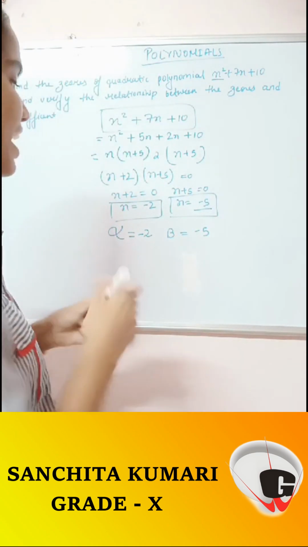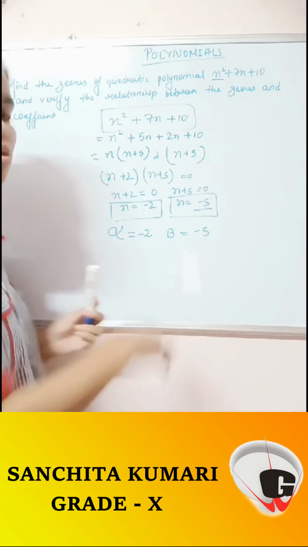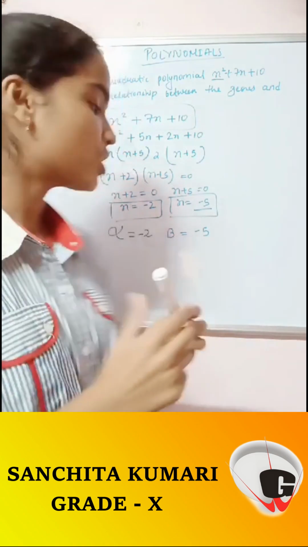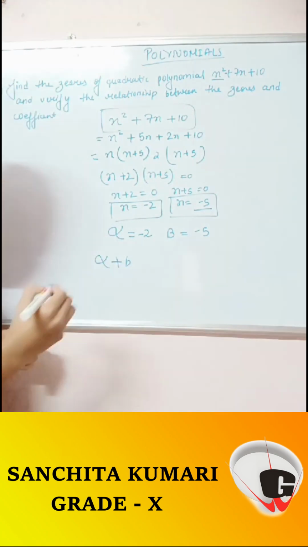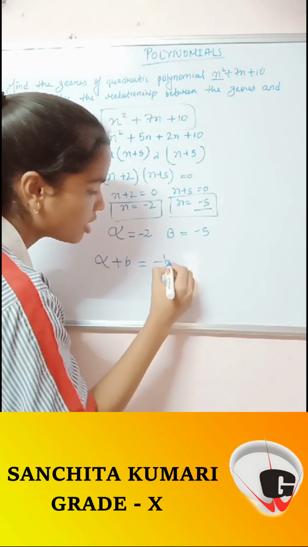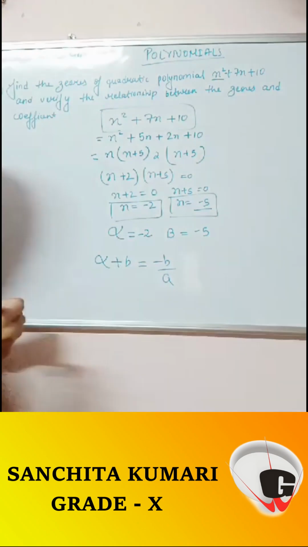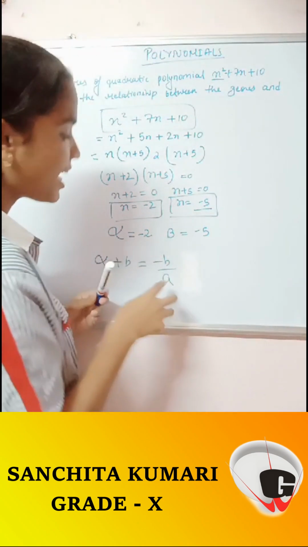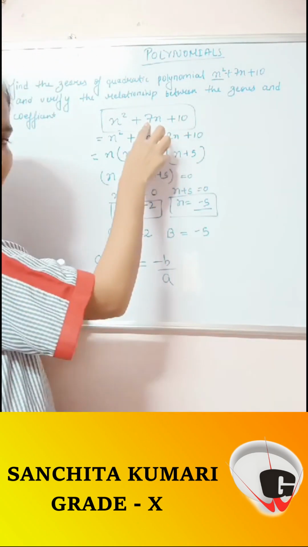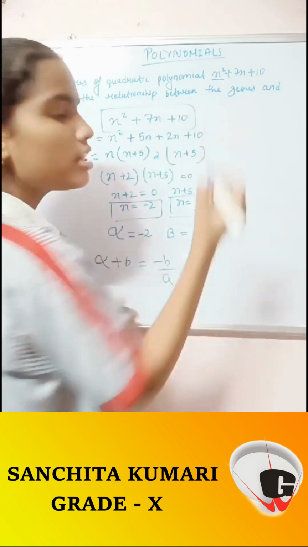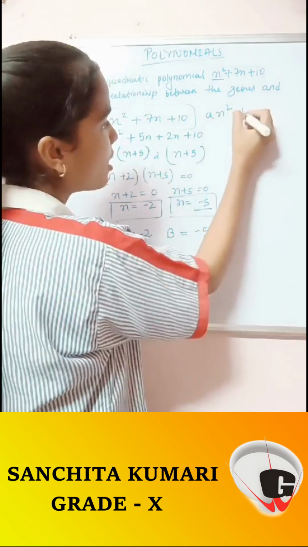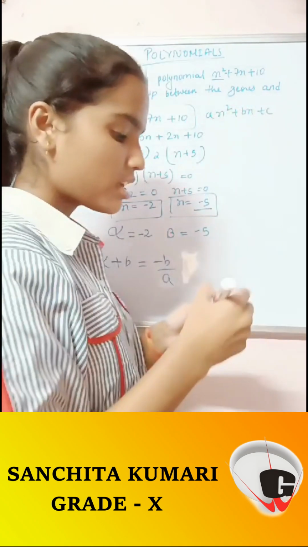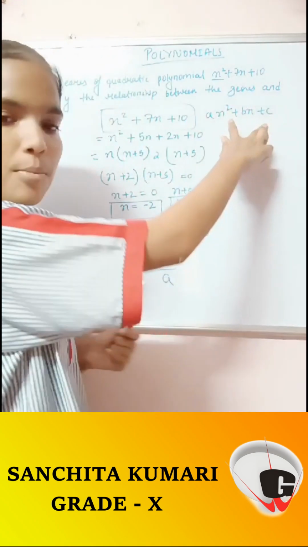When you take this as alpha and this as beta, we know the relation between them: if we add alpha plus beta, that equals minus b upon a. Now minus b upon a is what? This b value, since we know that the general form of the quadratic equation is ax square plus bx plus c. This is the general form of this equation.